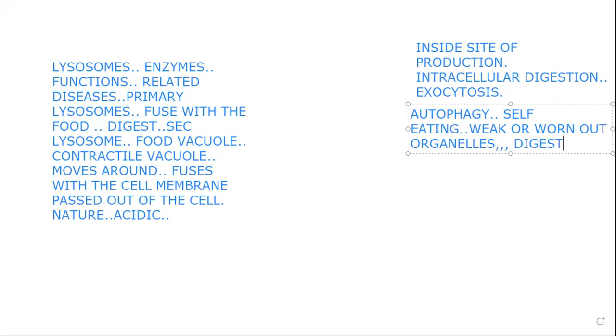For example, in the last class I showed you the sketch, the diagram of the mitochondria. The weak or worn out organelles are digested by the process of autophagy, and the lysosomes that carry out autophagy.